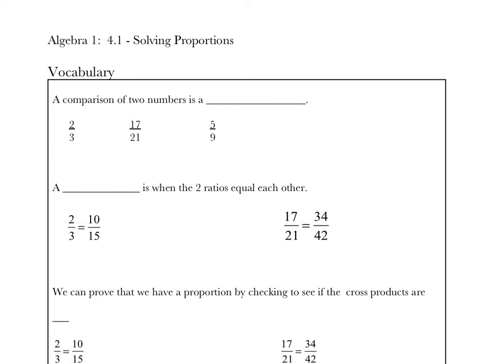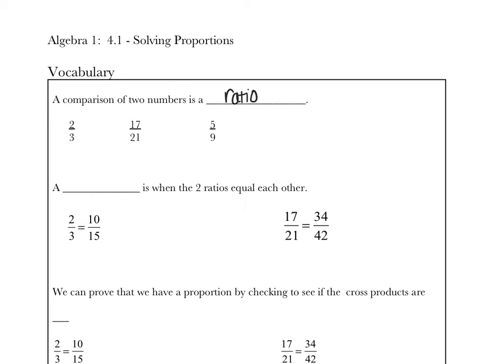So a comparison of two numbers, where you have a top and a bottom number, otherwise known as a fraction, is also known as a ratio. So a comparison of two numbers is known as a ratio. So you can say 2/3, 17 over 21, or 5/9, okay?